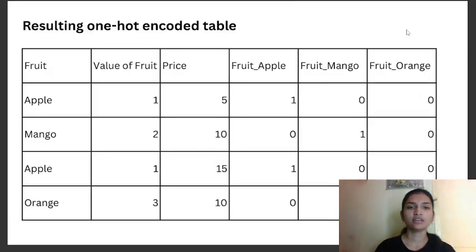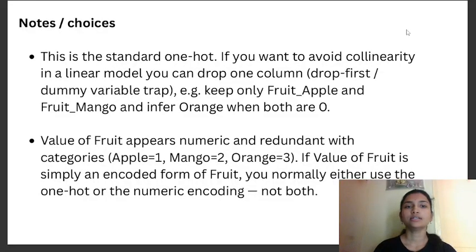Okay, so here we are writing the results. We also have a column of value of fruit, price, and fruit apple, fruit mango, fruit orange. Okay, so how much apple do we have in the first row? One apple. Mango, one, and apple, one. Okay, this is the standard one.